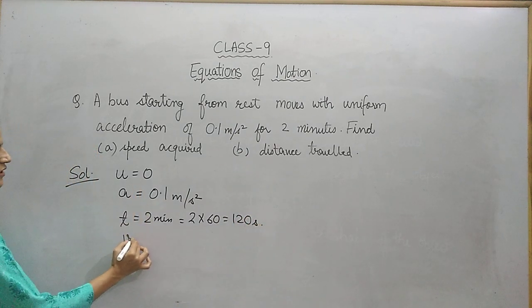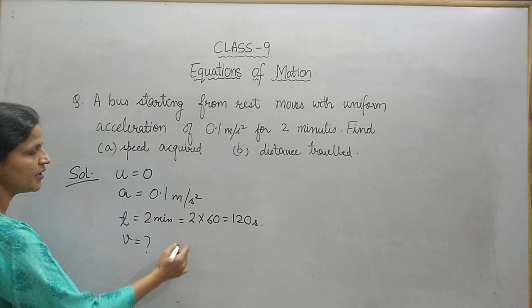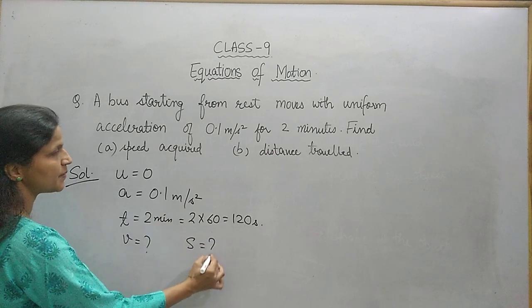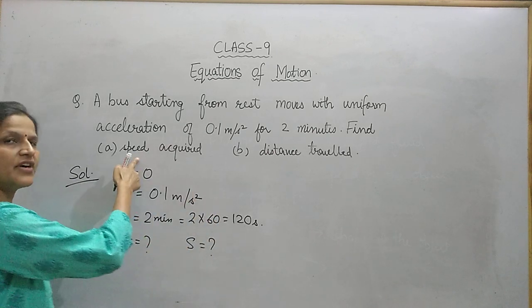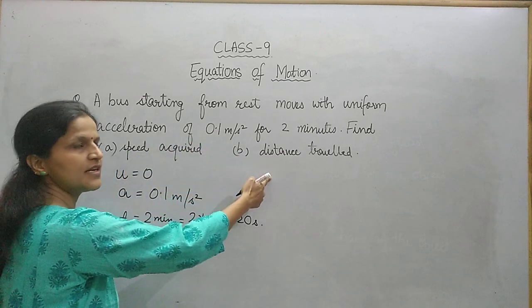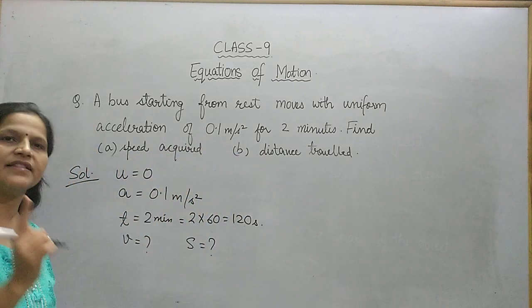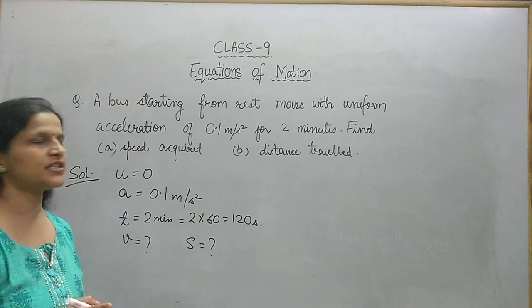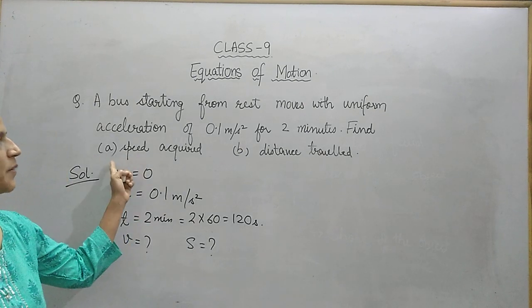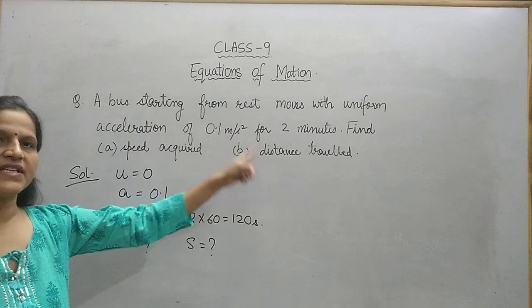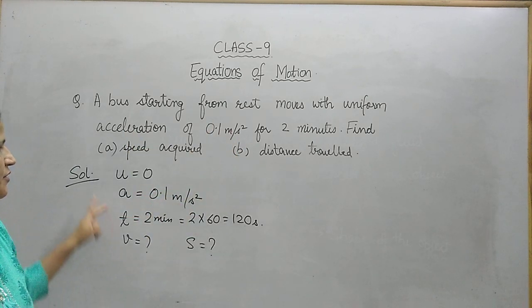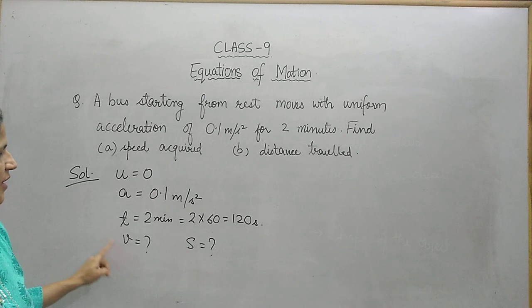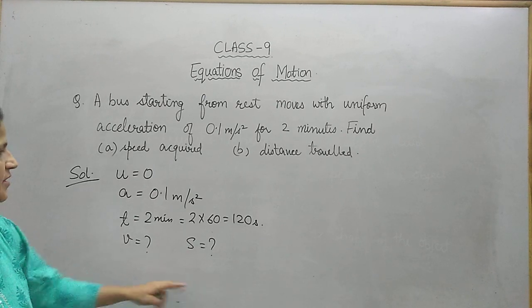We have to find out the velocity after this time and we have to find out the displacement of the body. Here the words used are speed and distance, but as I told you, in this chapter we are dealing with motion in a straight line without change in direction. So in that case speed and velocity are same, distance and displacement will be same. So these are the given parameters and these are the unknown variables.